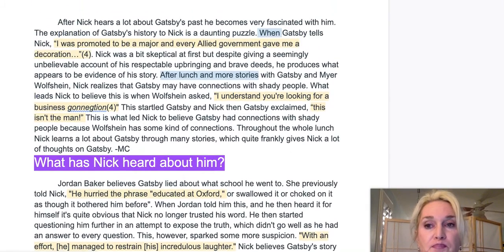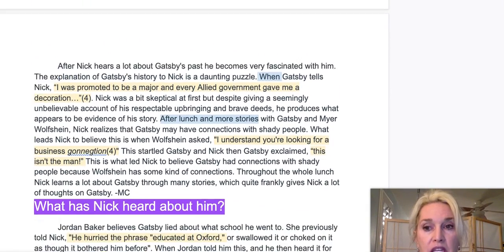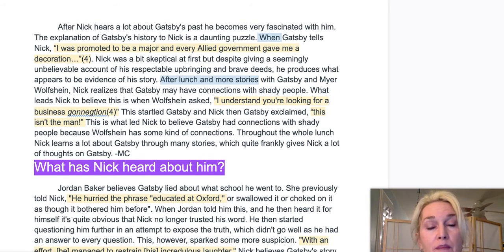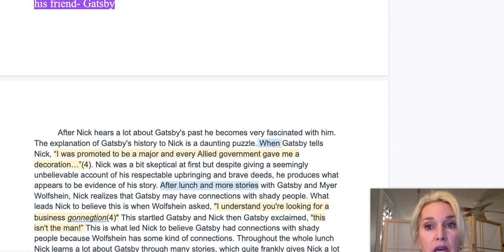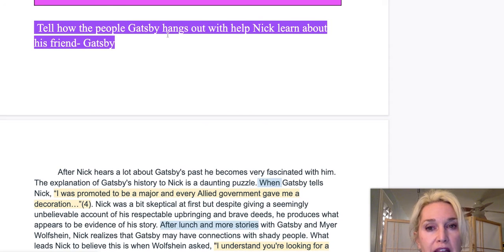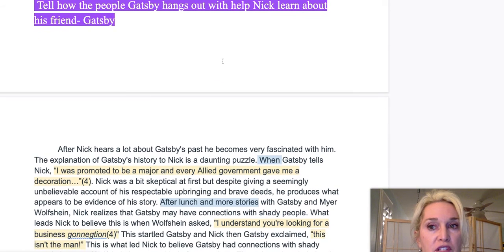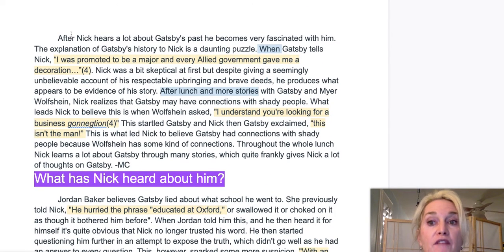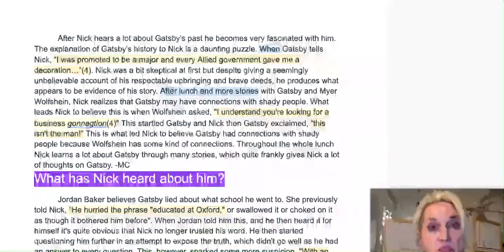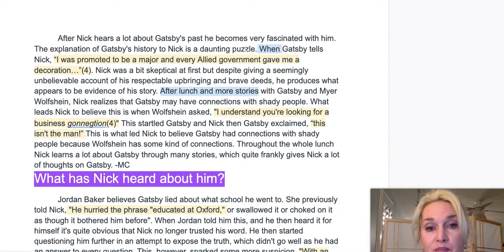So now I have, at the beginning of my paragraph, remember, it's my words. I'm answering the question. And my question, again, is, tell how the people Gatsby hangs out with help Nick learn about his friend Gatsby. Okay, how does Nick learn about him now? I have, after Nick hears a lot about Gatsby's past, he becomes very fascinated with him. Not text evidence. It's this student's own thinking, her own thinking. Okay, then I have, the explanation of Gatsby's history to Nick is a daunting puzzle. Love the vocabulary again.